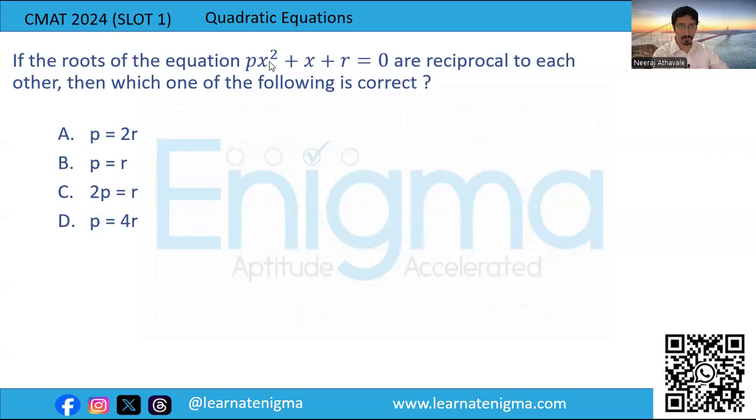If the roots of the equation px² + x + r = 0 are reciprocal to each other, then which one of the following is correct?